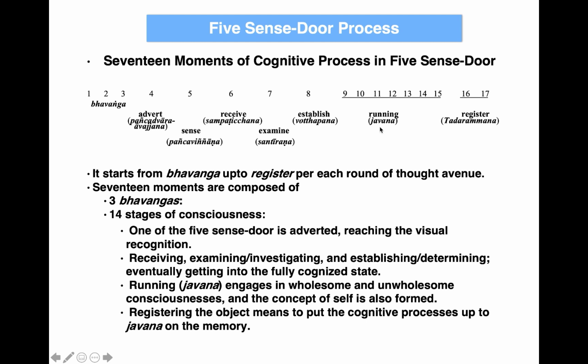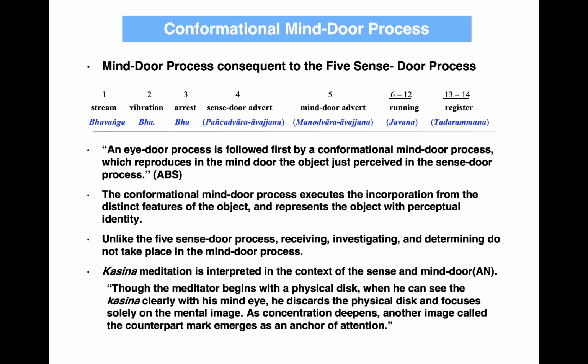However, the five sense door is not sufficient to present the attribute of a sense object. The mind door processes should be accompanied with a cognition, that is, describing the feeling of a color, representing the phenomena, etc. So what is mind door? Mind door process is consequent to the five sense door process.